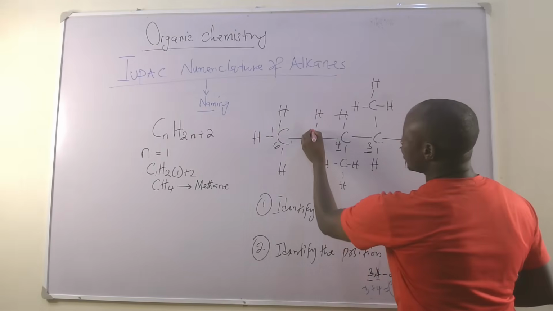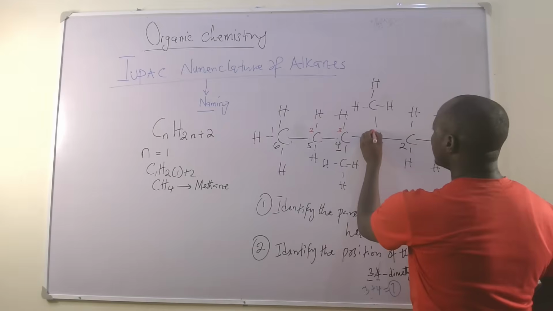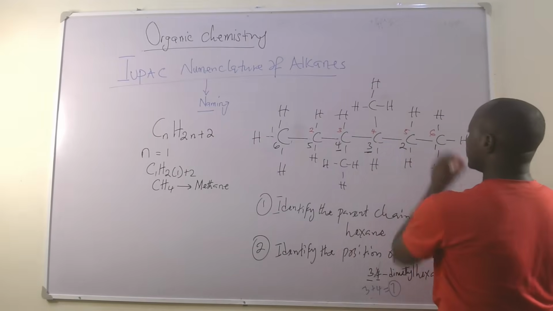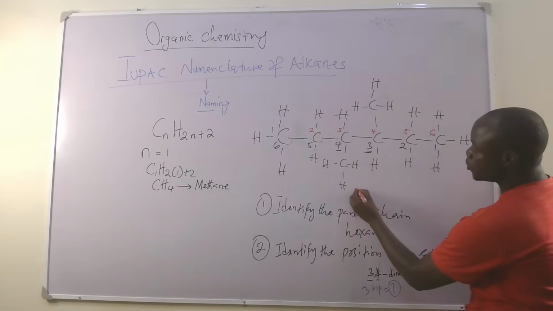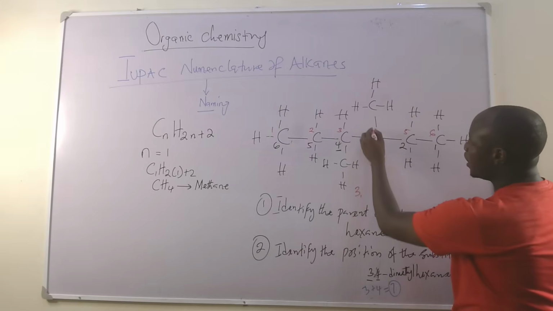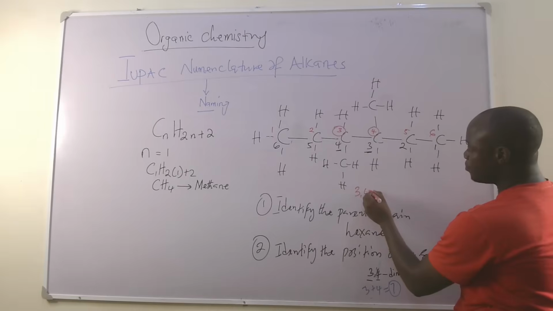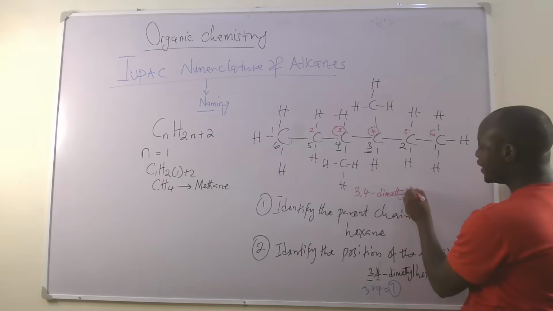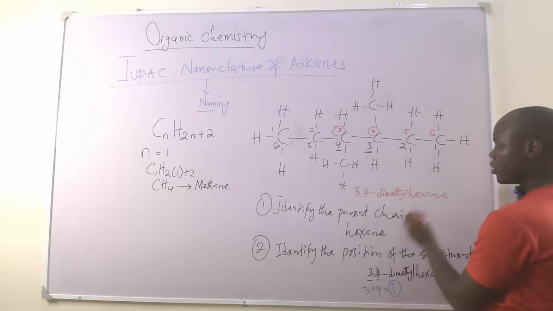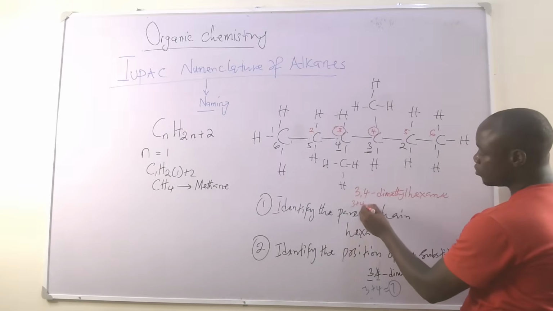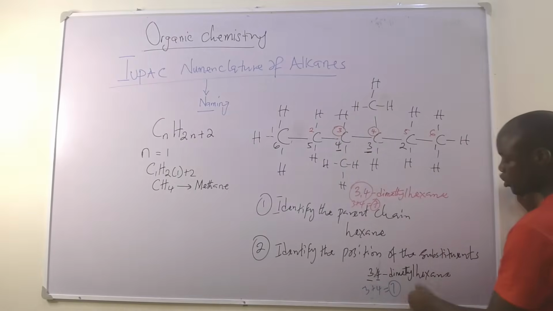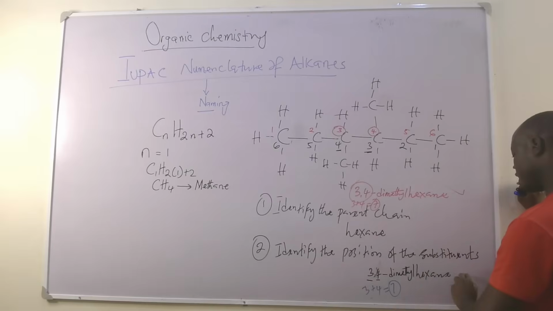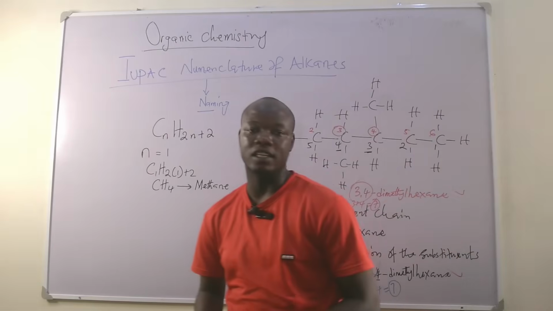Let's say we have 1 here, 2, 3, 4, 5, and 6. So if you also count from here 1, 2, 3, you can see that at position 3 we have methyl, and also at position 4 we have methyl. So we have 3,4 dimethyl hexane. You see, if we now take this 3 plus 4, it will still give us 7. So it means that any numbering you take will give you the same thing. So therefore, this is correct and this one is also correct, ladies and gentlemen.